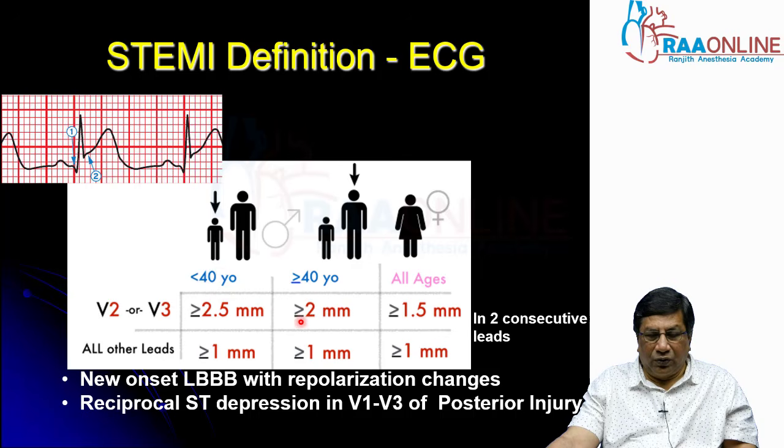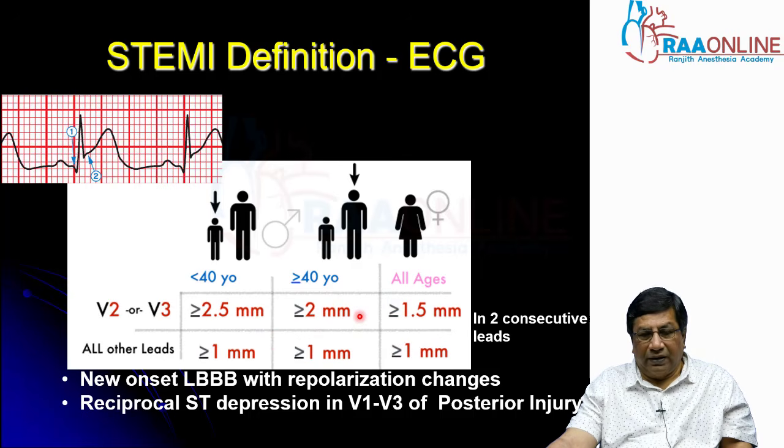It should be more than or equal to 2 millimeter in males above 40 years. In all females, V2, V3 must show equal to or more than 1.5 millimeter ST elevation. Whereas in all the other leads, the ST elevation should be equal to or more than 1 millimeter. So, this is the diagnostic criteria to diagnose ST elevation myocardial infarction.